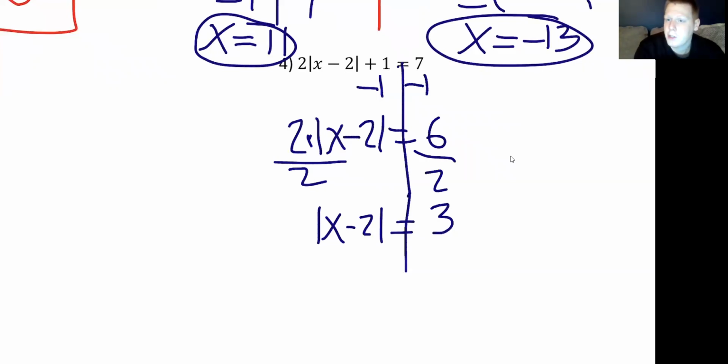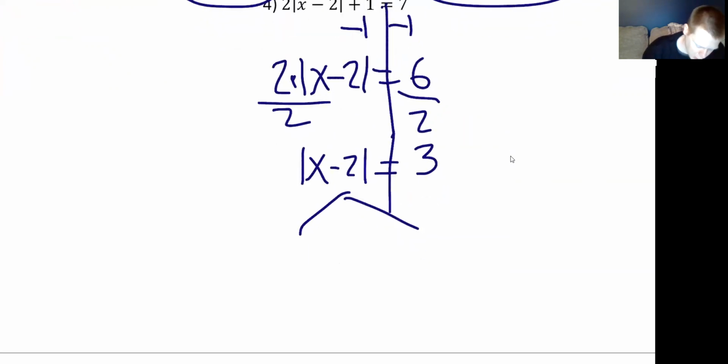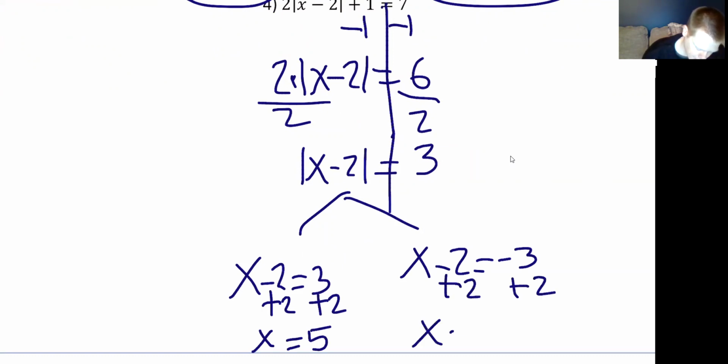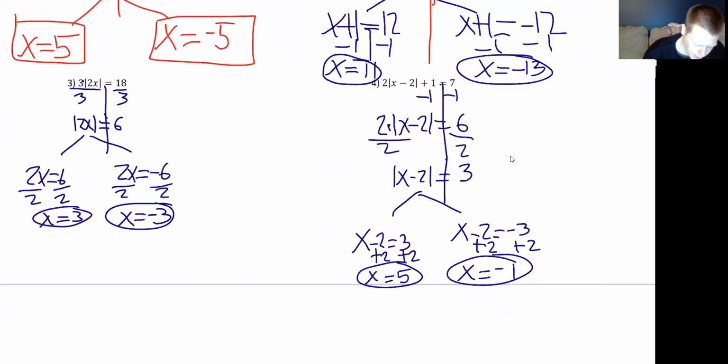So then 6 divided by 2 is 3. Now this is like a question you saw in Delta Math. You can split this up. So we would have x minus 2 equals positive 3, and you would have x minus 2 equals -3. And now we just solve these equations. So you would add 2 and get x equals positive 5. You would add 2 to -3 and you would get -1. And those are your answers.